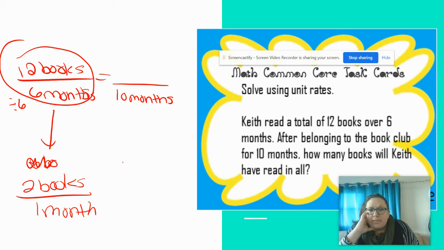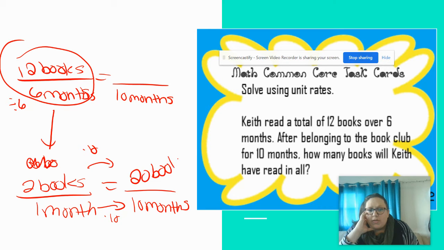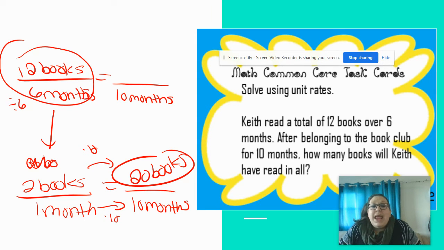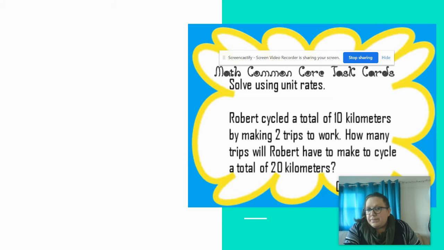And now I can go from 1 month to 10 months, and I'm going to do that by multiplying by 10. 2 times 10 would give me 20 books. So how many books did he read in all? You would say he read 20 in all. This is because 12 books in 6 months is 2 books per month, times 10 months is 20 books in 10 months. All right, let's keep going.